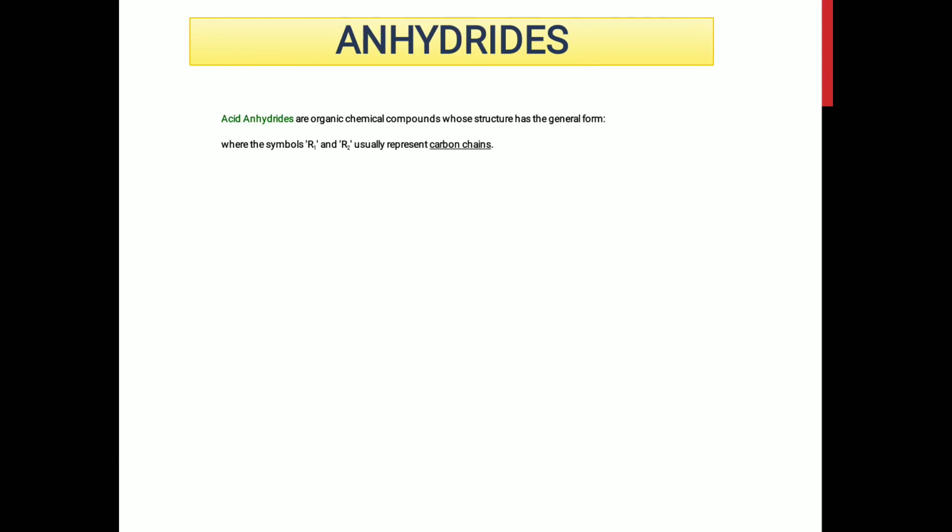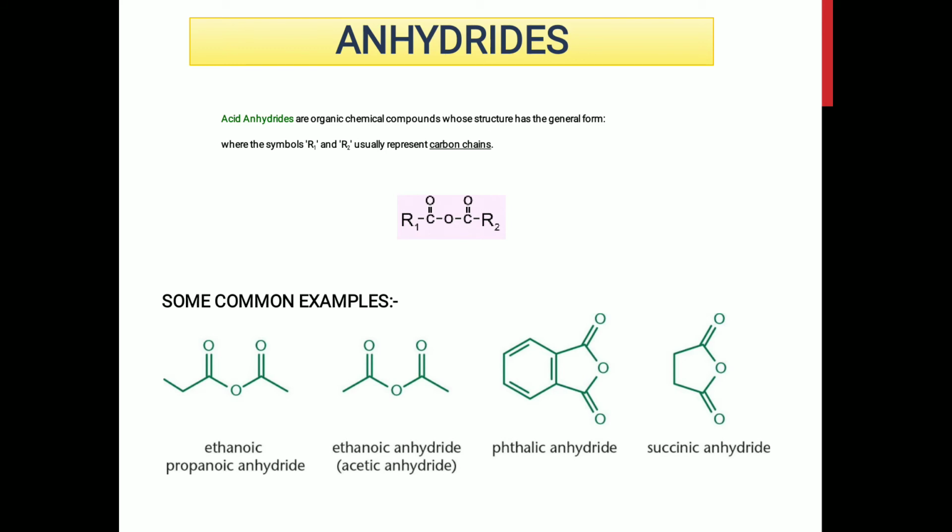Now let us have anhydrides. Acid anhydrides are organic chemical compounds whose structure has the general formula R1 C double bond O, O, C double bond O R2, right? Meaning the basic functional group is COOCO, whereas R1 and R2 are usually carbon chains. So let us have some common examples.